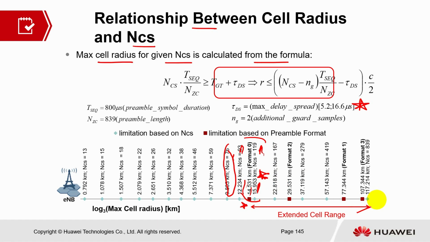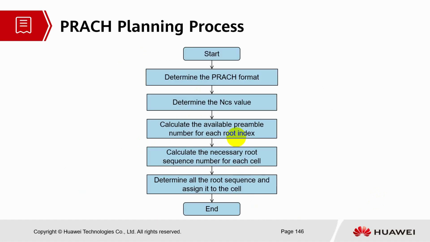So they have the limitation based on the NCS, limitation based on the preamble format. So PRACH planning process. First, you have to determine the PRACH format. Second, determine the NCS value. Then calculate the available preamble number for each root index. After that, we calculate the necessary root sequence number for each cell. Then we determine the root sequence index assigned to the cell. So this is the final one that we configure at the cell level.